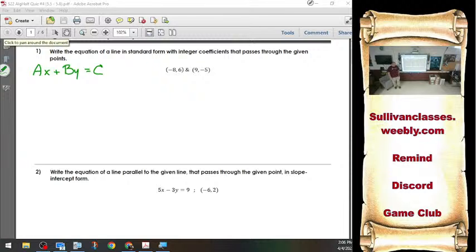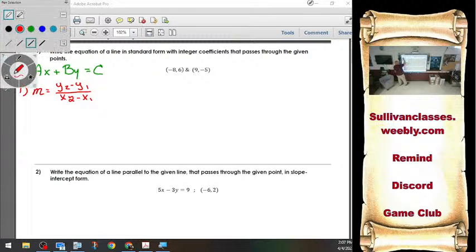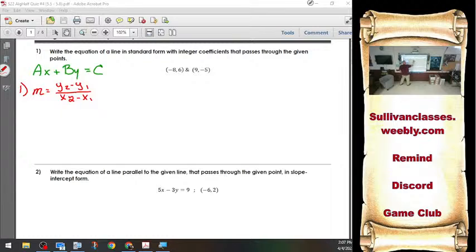In order to get that, we got a couple of steps. Step 1. Every way that I know how to start an equation comes from find the slope first. That's always been our first step. So step 1 is find your slope: y2 minus y1 over x2 minus x1. If you need to label x1, y1, x2, y2, you go right ahead and do it.